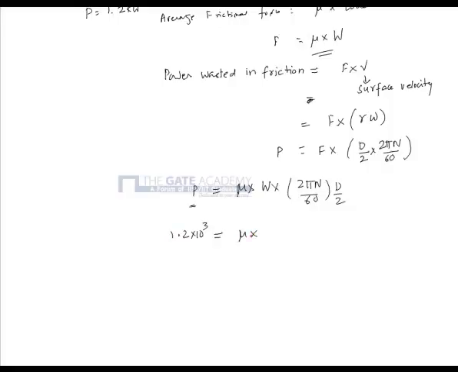Mu is what is asked. W is your 7 kilonewton, so let me write 7 into 10 power 3 into 2 pi, speed is 1200 rpm by 60, into d, the diameter is 100 by 2. Let me put it in meters, so it will be 0.1. When I use the calculator, this comes out to be close to 0.027.